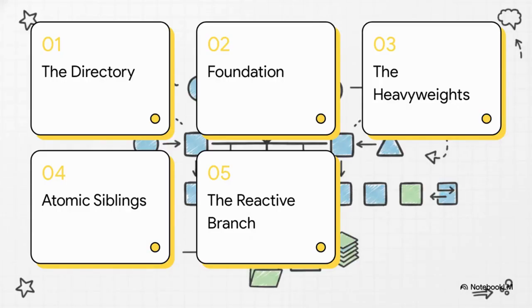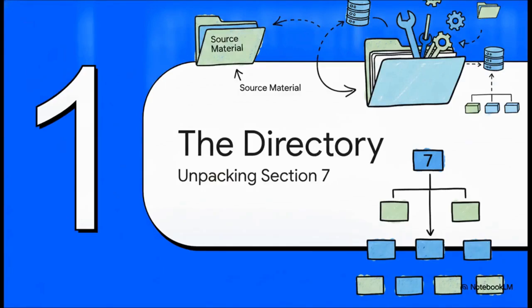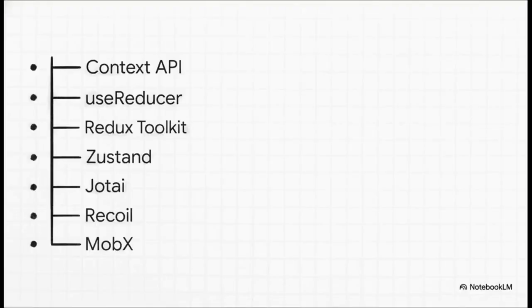First, the State Management Directory. Then we'll look at the foundation, move on to the heavyweights, explore the atomic siblings, and finally wrap things up at the reactive branch. So let's kick things off with part 1, the State Management Directory, and really unpack Section 7. What is absolutely fascinating about this exact directory tree is that it represents the whole spectrum of modern state management. You've got this clean, straight sequence of 7 distinct paths, ranging from built-in React hooks all the way to highly specialized third-party libraries. It's a complete architectural landscape laid out right in front of us.